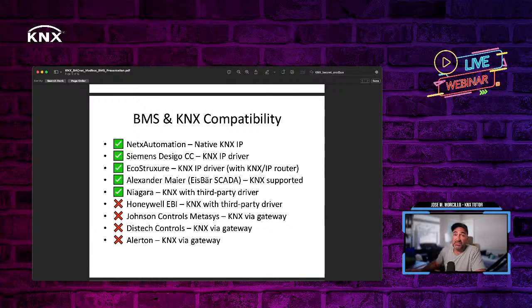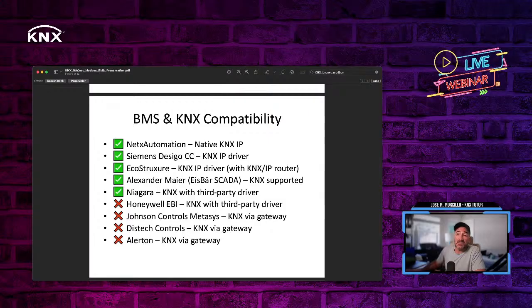So I can connect directly to any KNX IP router or KNX IP interface, and I can grab all the information from the field into the BMS. Siemens Desigo CC from Siemens, I can also use a KNX IP driver, no problem, and I can communicate natively to a KNX IP gateway, either router or gateway. EcoStruxure, Schneider Electric, I use the KNX IP driver as well in the software, and again, wonderful. Alexander Meyer with AceBar SCADA as well. It's also KNX. This is also well known among the KNX partners, KNX community. Wonderful, amazing.